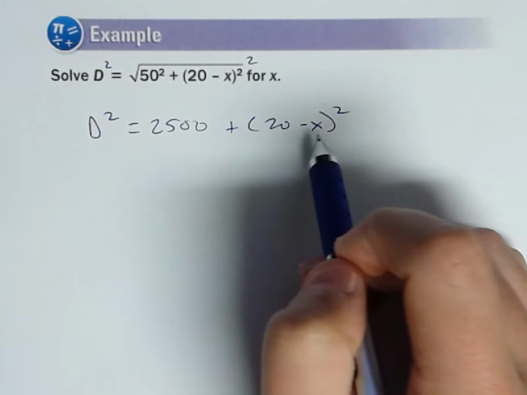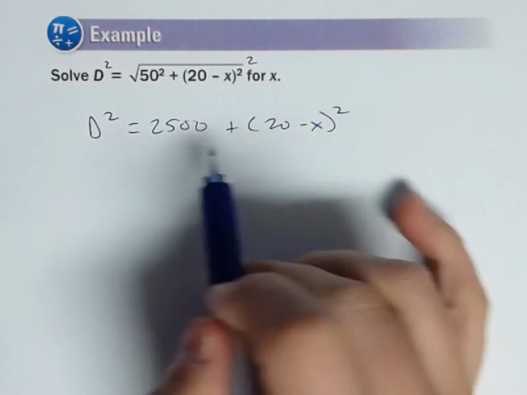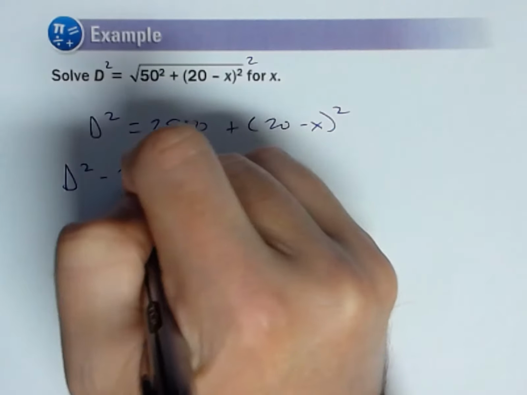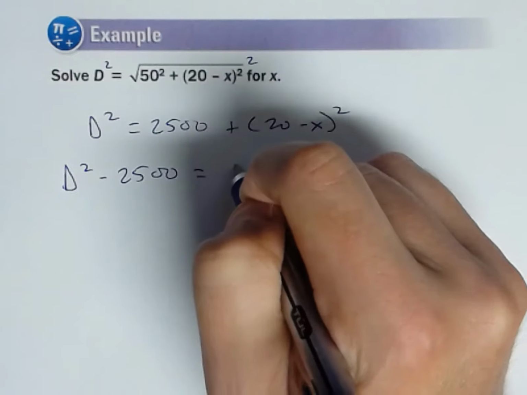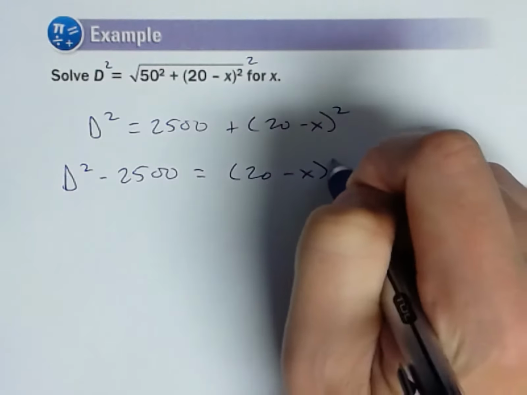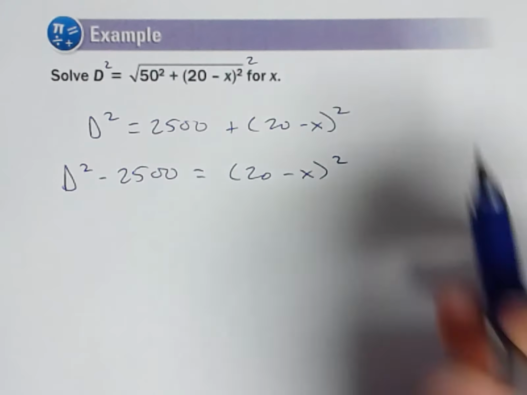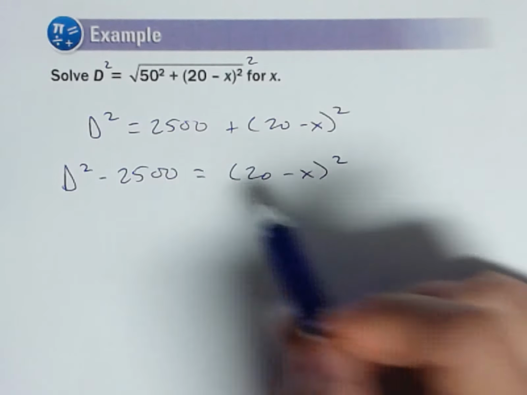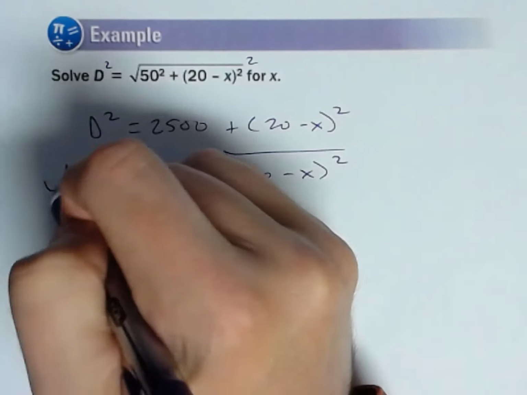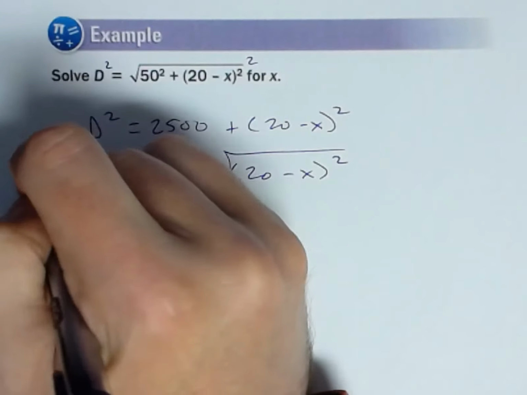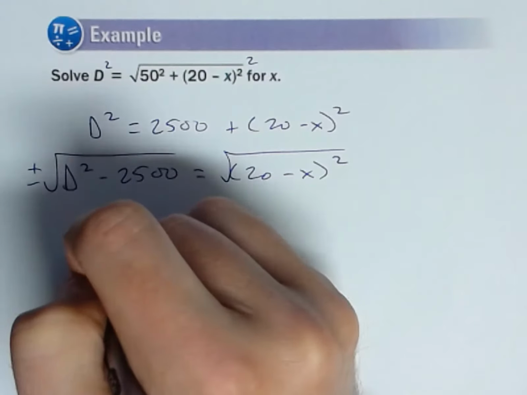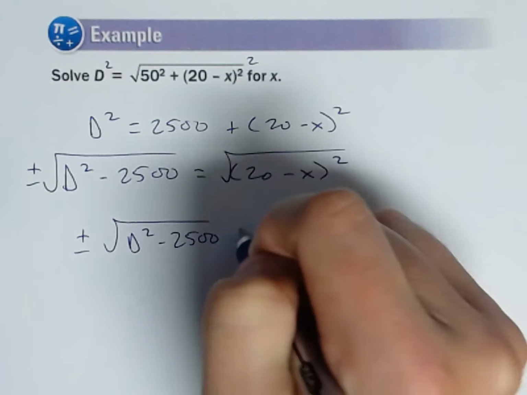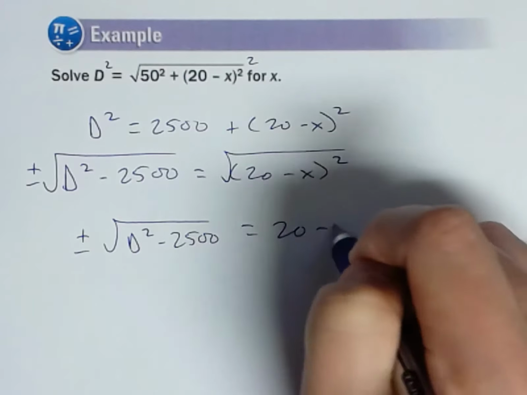So remember, our goal is to get x by itself eventually. So let's subtract this over. So d squared minus 2,500 equals 20 minus x squared. Now, the reason I took that over is so I could square root this and get rid of our square. So let's square root both sides. When we do that, we would do plus or minus over here, right? So I now have plus or minus the square root of d squared minus 2,500 equals 20 minus x.